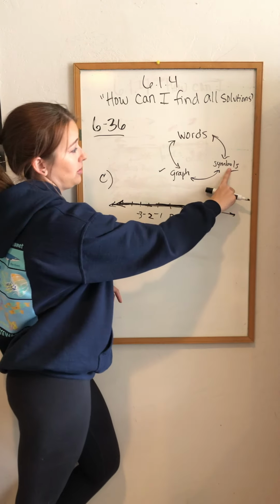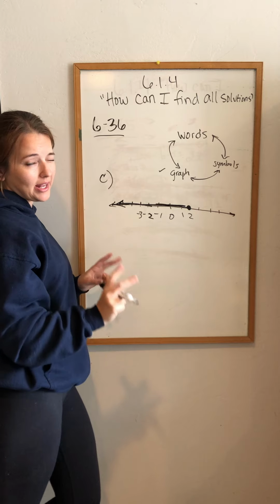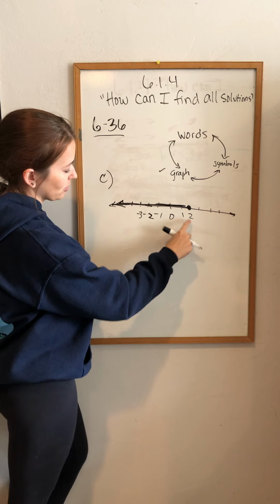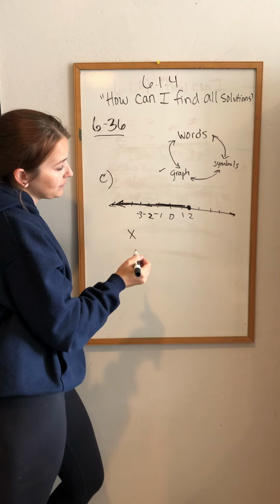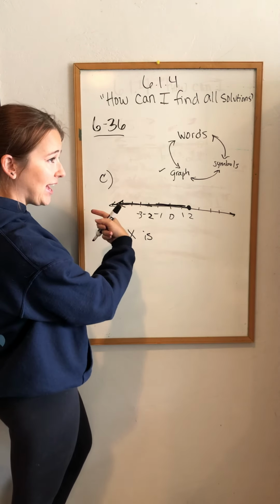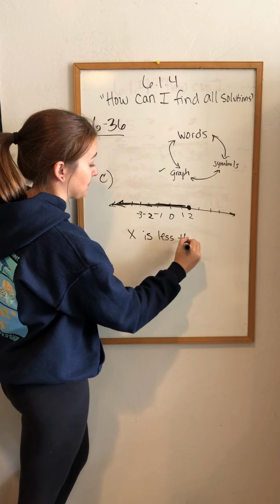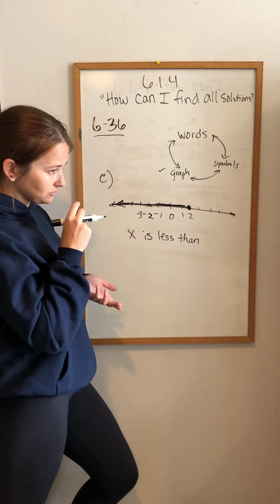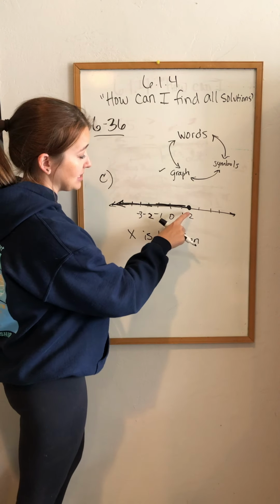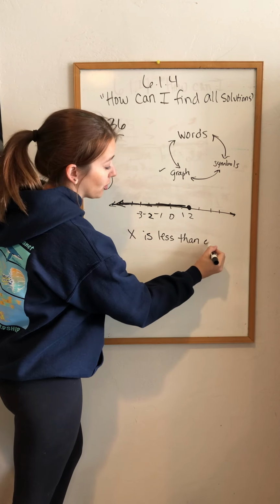We need to write this in words, and we need to write it as an inequality. So let's write it in words first. So we're going to say x, because that's always going to be our variable here. x is, and since I know it's all going to the left, x has to be less than, because it's going towards the lower numbers. So less than, and then I'm going to think to myself, okay, is it going to be just less than, or is it going to be less than or equal to? And I'm going to notice my dot, if it's closed or open, and it's closed. So if it's closed, that means it's or equal to.